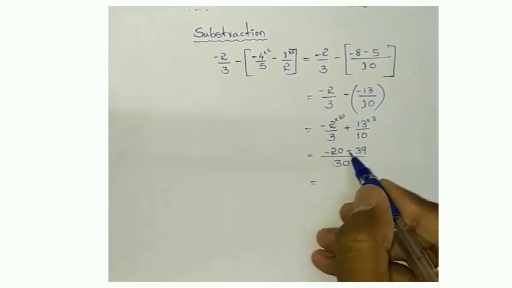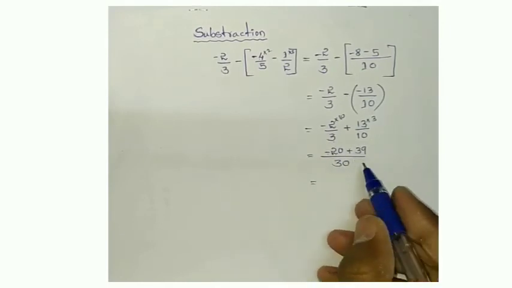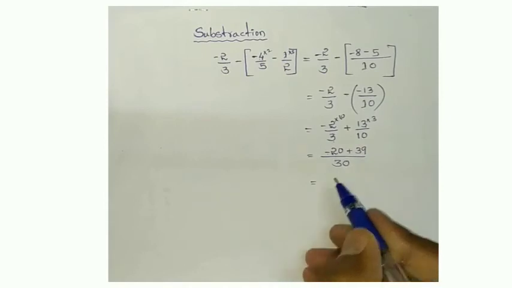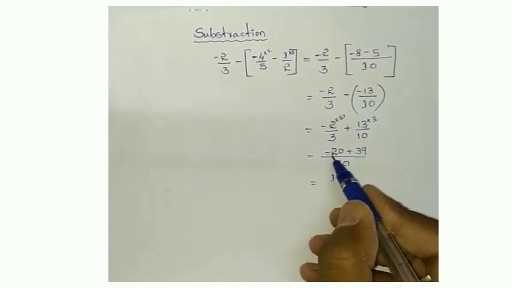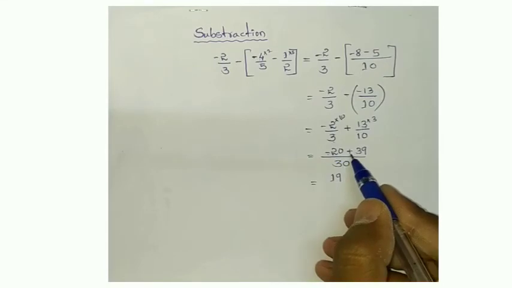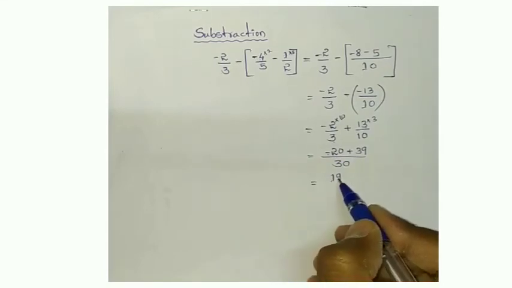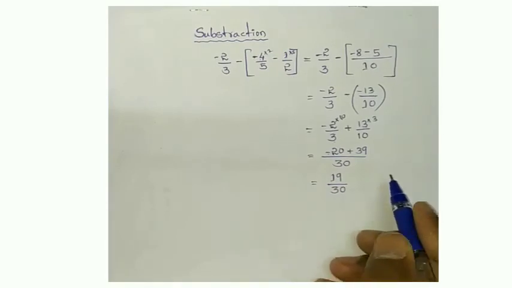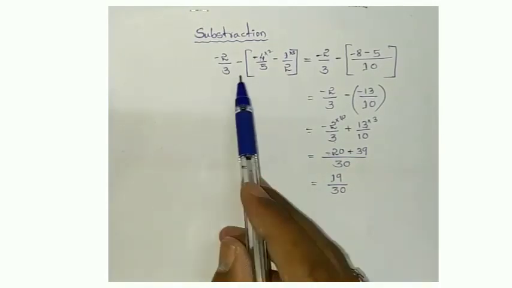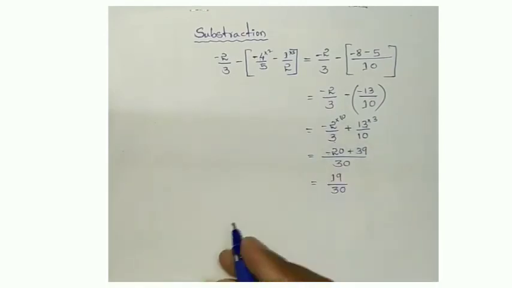Here is minus, here is plus, so opposite signs are there. So do the subtraction: 39 minus 20, you will get 19. The smaller sign is minus, the greater sign is plus, that's why it will come positive only. So 19 by 30.